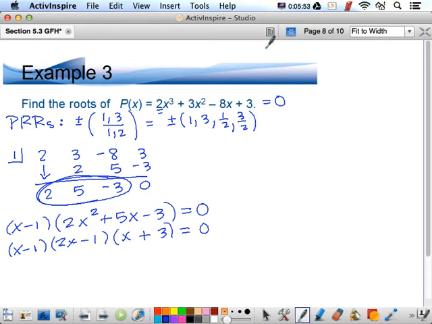So from there we can see our 3 factors, and we can see that x has to equal positive 1, positive 1/2, and negative 3. So those are our 3 solutions. And you should be able to check all of them by storing them and substituting them into the original. They should all 3 make it equal to 0, if you want to double check those.